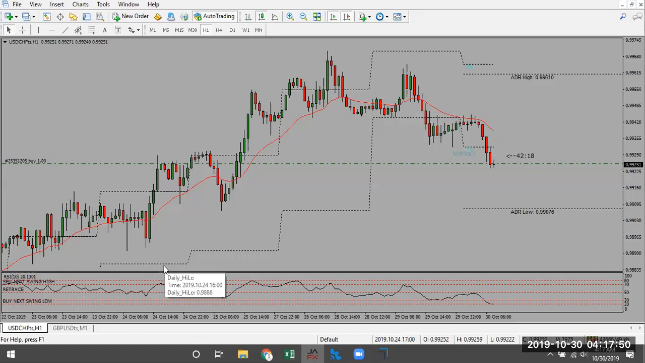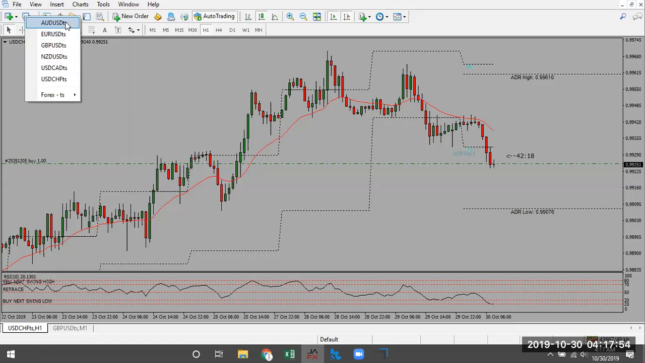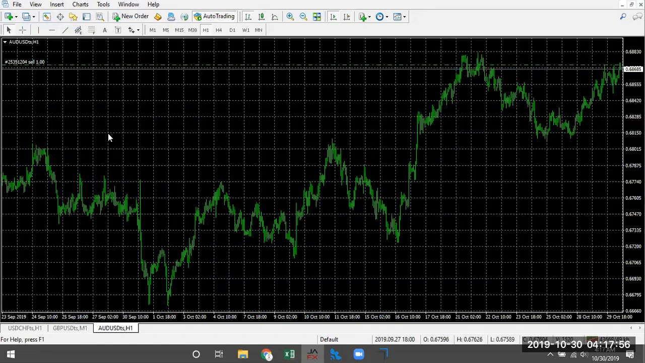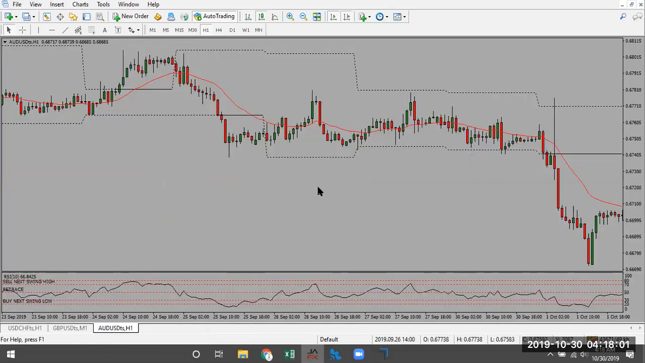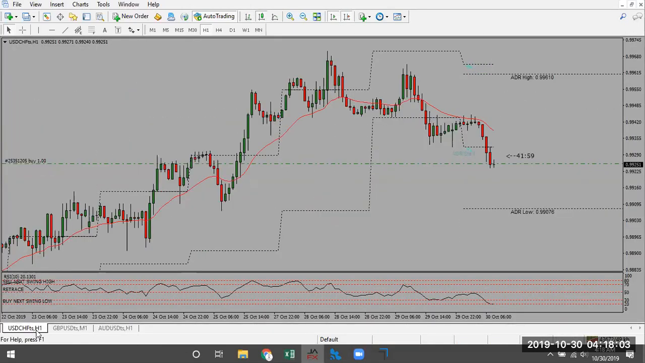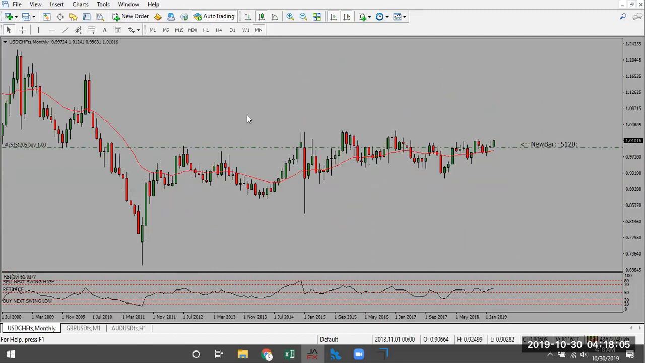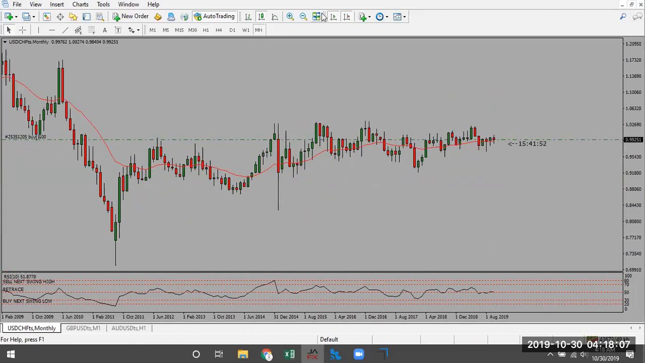This morning we are going to take a look at the pound USD, the Aussie USD, the Euro USD, and the USD CHF. Let's start off with the USD CHF and do a complete top-down analysis here.